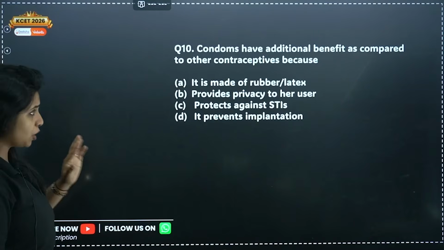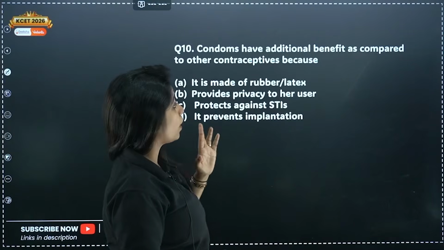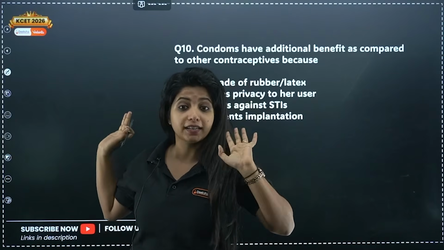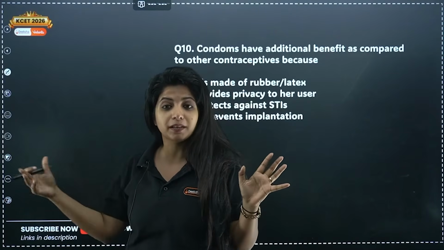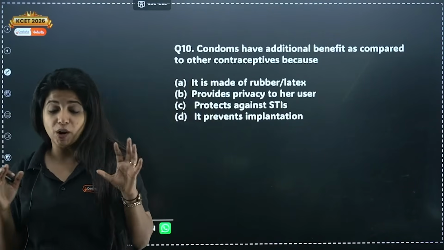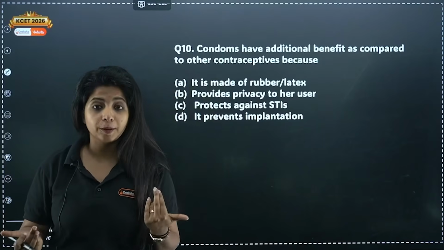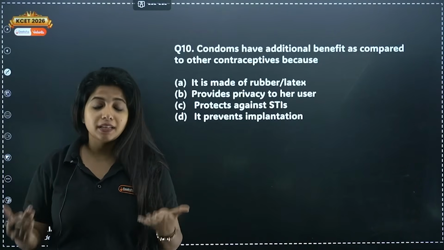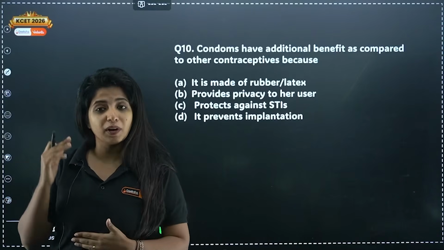Next. Condoms have additional benefit as compared to other contraceptive methods. So one is a natural method. One example of a natural method we studied is periodic abstinence. There are multiple other methods also. Now condom is a barrier method, but it is not just a contraceptive. It is going to help in one more way. It does not just prevent the formation of the baby, but apart from that, it is also going to help with one more very important thing.